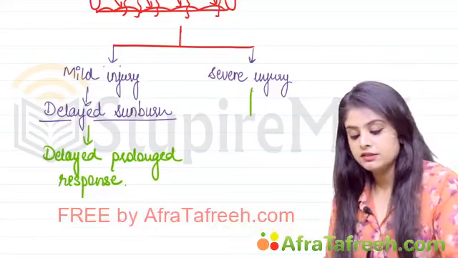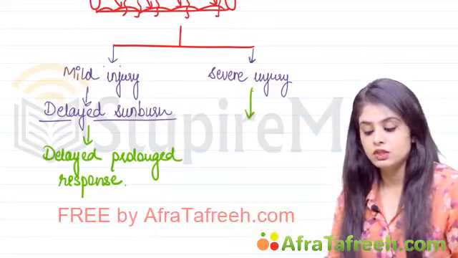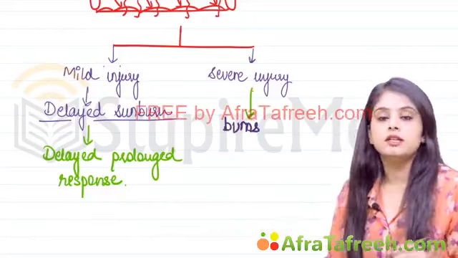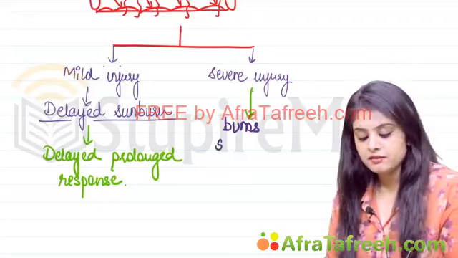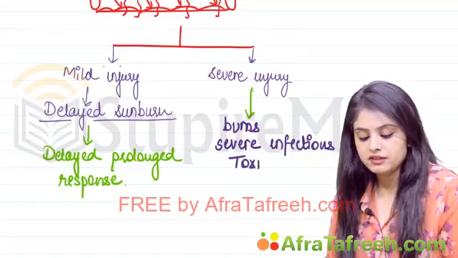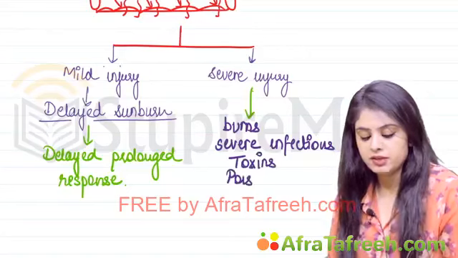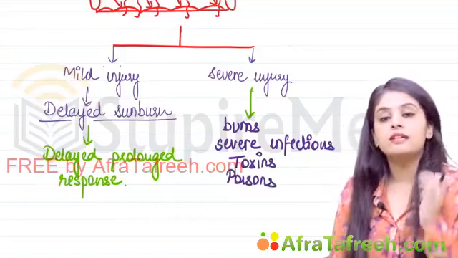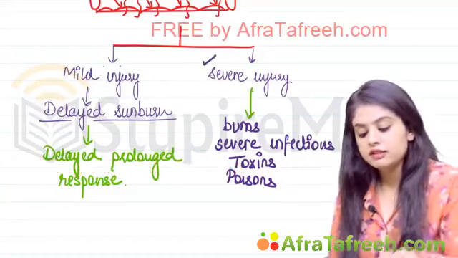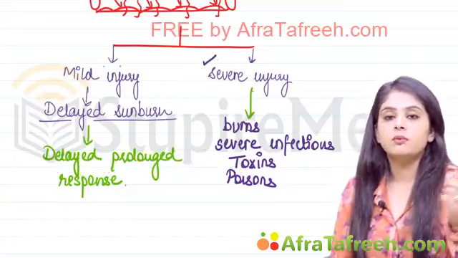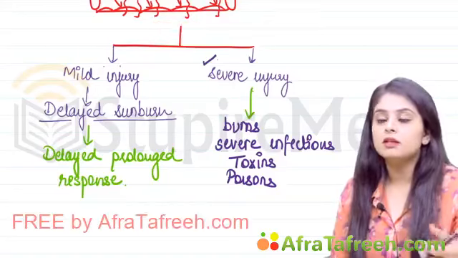But if we are talking about a severe injury, what severe injuries do you need to know of? Like we have burns. In burns patient, the injury is definitely severe. If someone has severe infection or sepsis, so severe infections. If there are some toxins or poisons present in the blood, they are definitely severe, so they will damage the endothelial cells. So all these come under examples of severe injury. Now, for example, a toxin or a poison or burn, the best example can be burn.